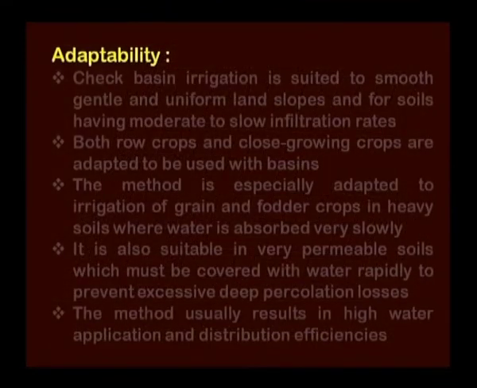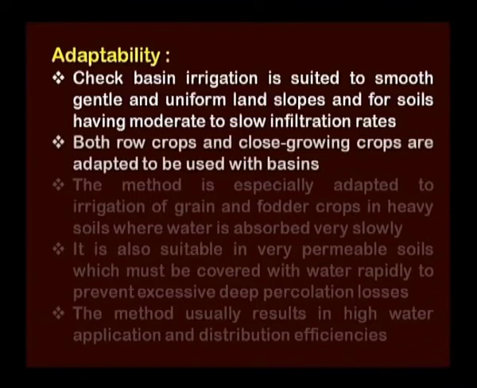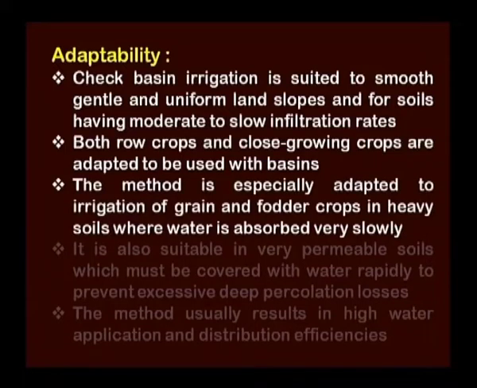Adaptability of check basin method. Check basin irrigation is suited to smooth, gentle and uniform land slopes and for soils having moderate to slow infiltration rates. Both row crops and close growing crops are adapted to be used with basins. The method is especially adapted to irrigation of grain and fodder crops in heavy soils where water is absorbed very slowly.